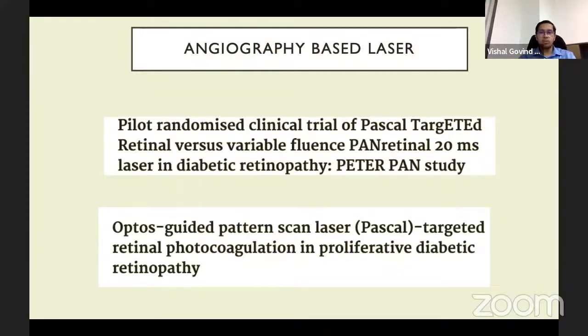The regression of PDR was similar with both these systems, and this helped us understand that even in these phases of diabetic retinopathy where you do have laser done, but still there is peripheral ischemia, Whitefield imaging angiography can be very, very useful.